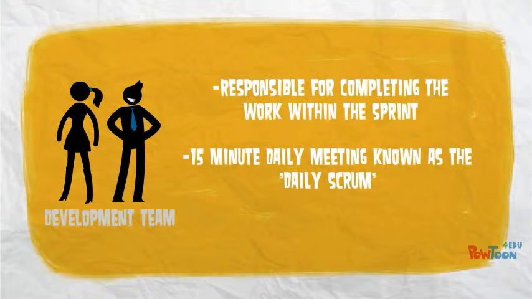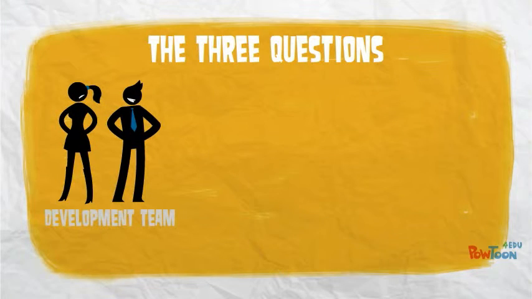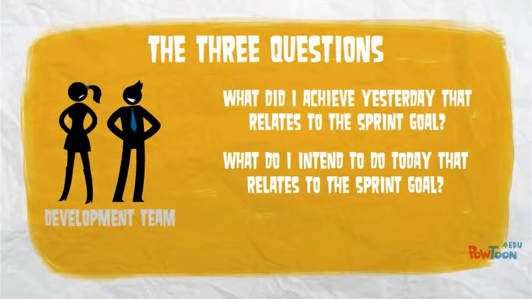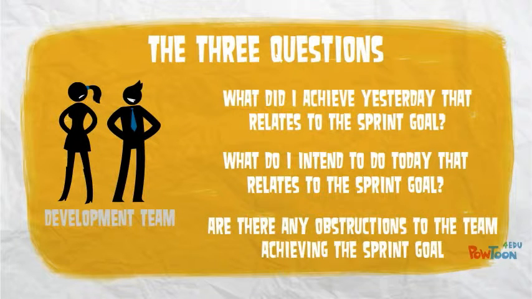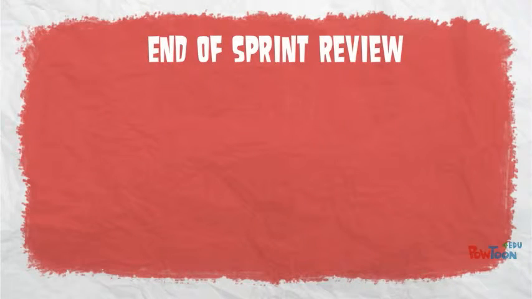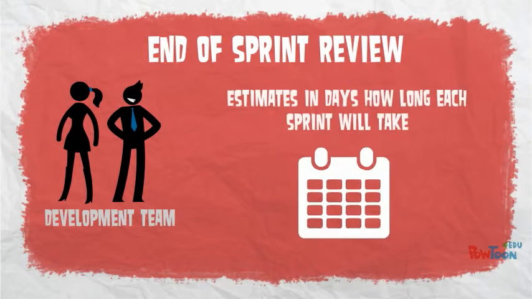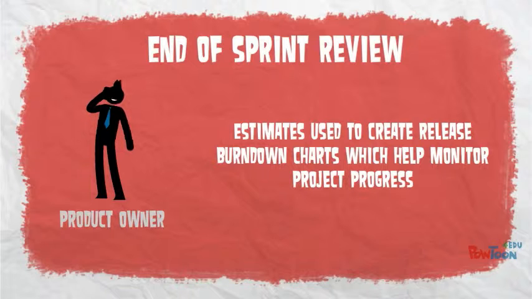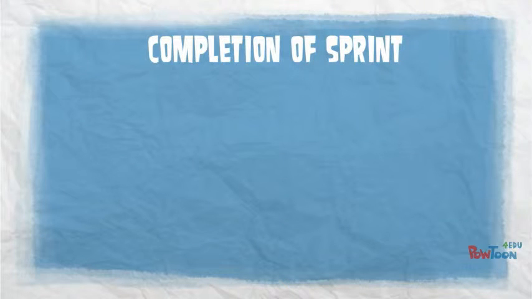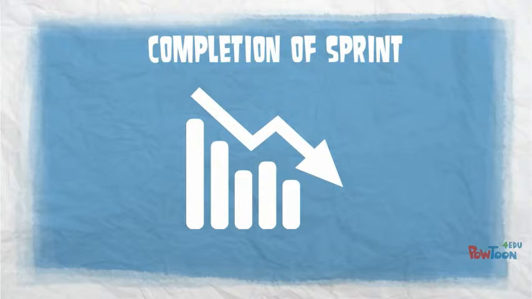Each day, the development team holds a 15-minute stand-up meeting known as the Daily Scrum. During the Daily Scrum, team members ask 3 questions. What did I achieve yesterday that relates to the sprint goal? What do I intend to do today that relates to the sprint goal? Are there any obstructions to the team achieving the sprint goal? At the completion of the sprint, an end of sprint review occurs. The development team estimates in days how long each sprint will take. The estimates are used by the project owner to create release burndown charts to help monitor the progress of the project. Each completed sprint decreases the total estimated days remaining until the estimate is at 0 and the work is completed. The project is complete when all sprints have been completed by the development team.